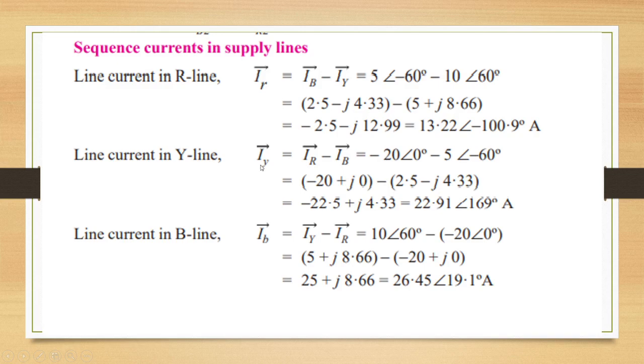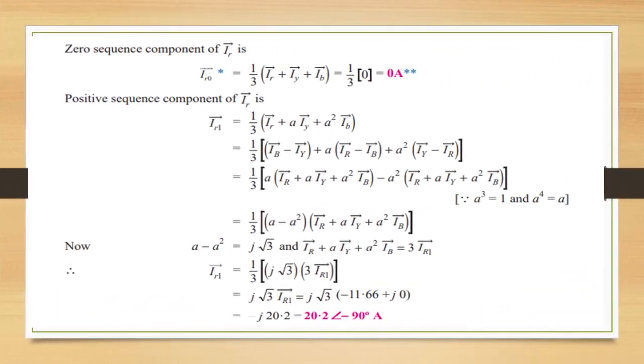Line current in Y line, IY is IR minus IB, that is minus 20 angle 0 minus 5 angle minus 60. In rectangular form it is minus 22.5 plus J 4.33. In polar form it is 22.91 angle 169 degree ampere. Similarly in B line, IB is IY minus IR. In rectangular form it is 25 plus J 8.66, in polar 26.45 angle 19.1 degree ampere.